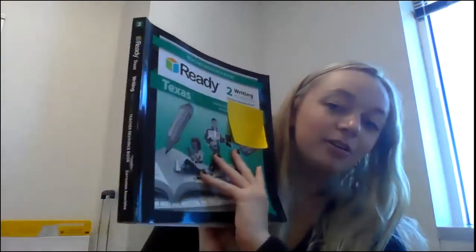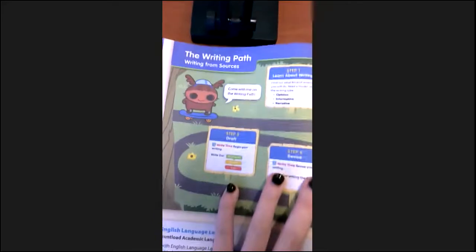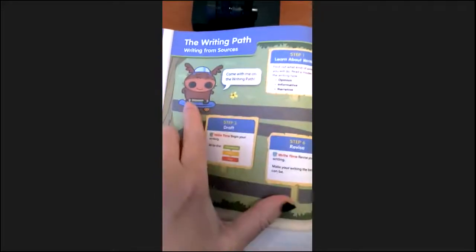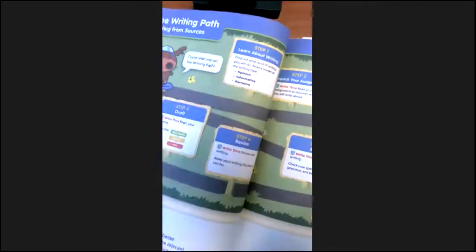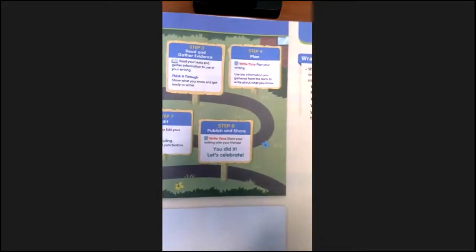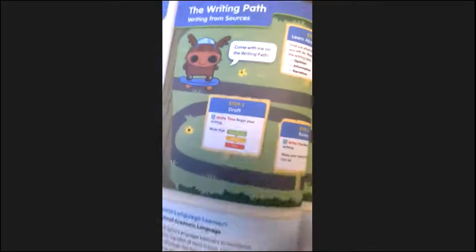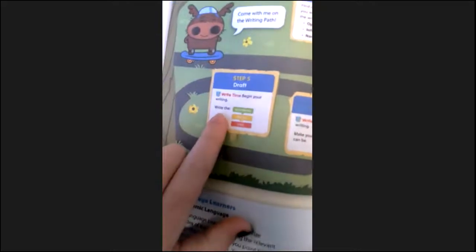So, let's open up our iReady books to page 8 and 9. Page 8 and 9. We'll see our friend Herschel. The writing path. Here we go. So it looks like this. Here he is on his little skateboard. We zoom past step 1, past step 2, past step 3, past step 4. We're all the way in step 5.